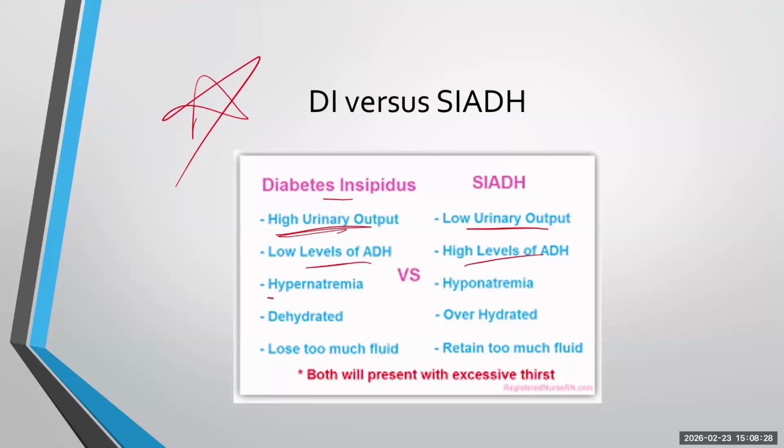Diabetes insipidus, hypernatremia. SIADH, hyponatremia. They both affect sodium. Make sure you know which one goes in which direction. DI, very dehydrated. SIADH, overhydrated. And with DI, they're going to lose a lot of fluid. And SIADH will retain too much fluid. So volume overload versus volume depletion. However, both will present with excess thirst. They both will have that polydipsia and a little bit of polyuria because of the pee, but polydipsia for sure.